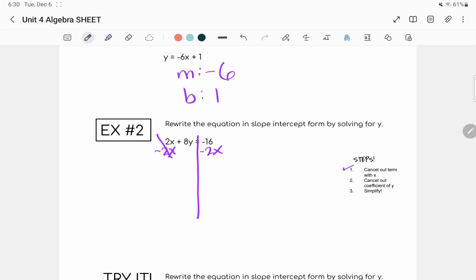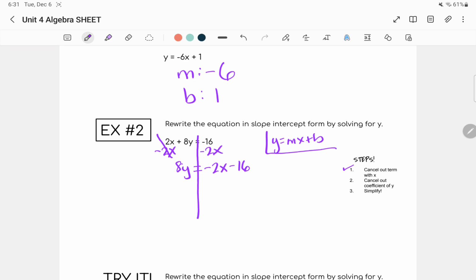That means these cancel out, and I have 8y. And since I want it in slope-intercept form, which is y equals mx plus b, see how the x is going to come before the constant? The term with the x is going to come before the term with the constant. So I'm going to write -2x first and then -16, instead of writing negative 16 minus 2x, because this gets me closer to this form right here.